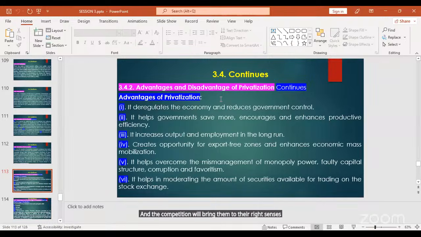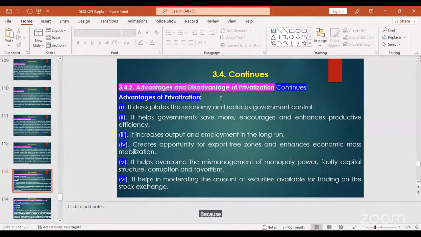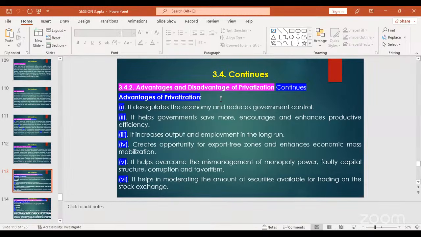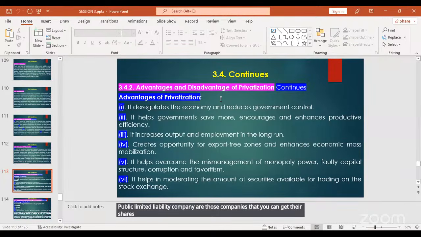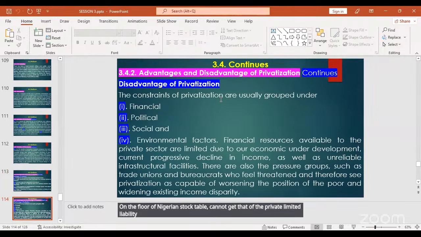It helps in moderating the amount of securities available for trading on the stock exchange. Because you discover that when the business is doing very well, many people want to become part owner of that business, especially if it is a quoted business. I explained all those in our last class when I was telling us the difference between private limited liability company and public limited liability company. Public limited liability companies are those companies that you can get their shares on the floor of the Nigerian Stock Exchange, but you cannot get that of the private limited liability company.